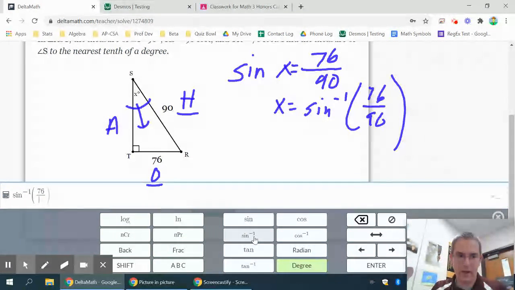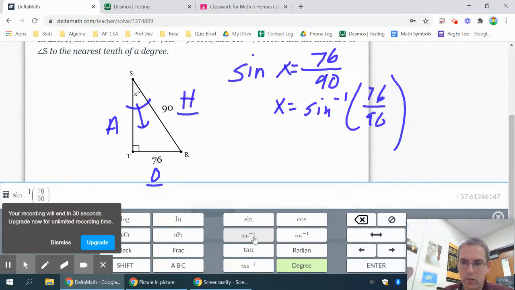76 divided by 90. DeltaMath doesn't have quite as many functions as Desmos, but they're very convenient. And that gives me an answer of 57.6 to the nearest tenth of a degree. So that would be your answer. And it does seem reasonable because it is somewhere between 0 and 90, and 76 is a pretty big side, so it might be the biggest one.